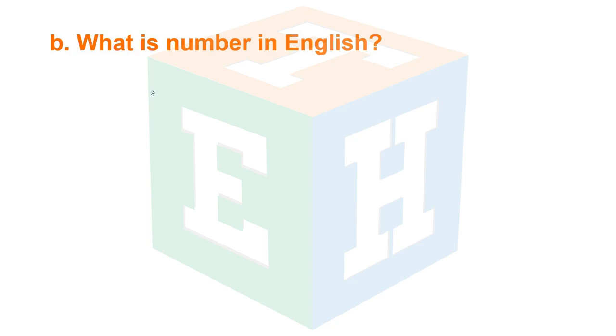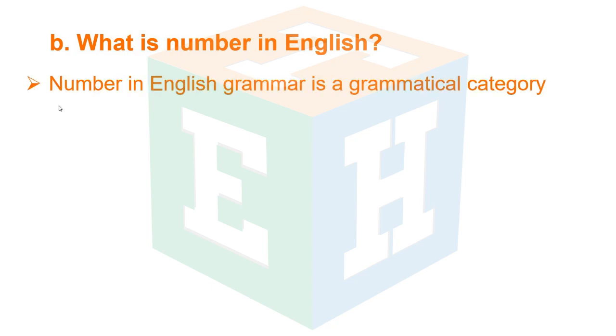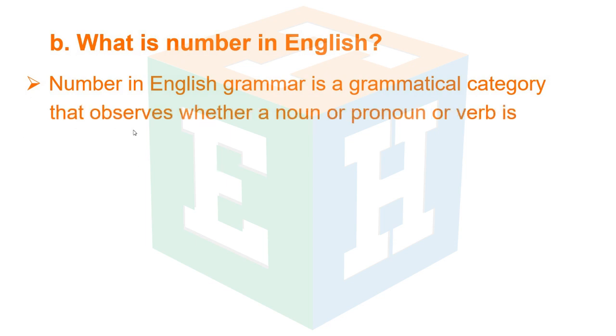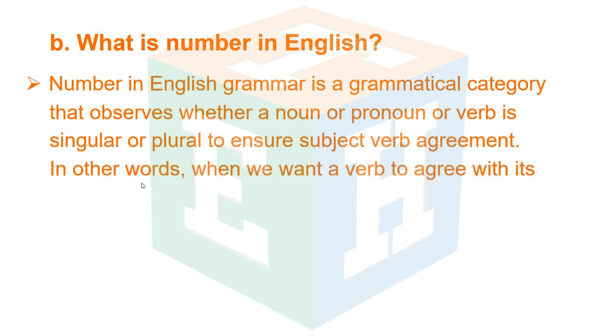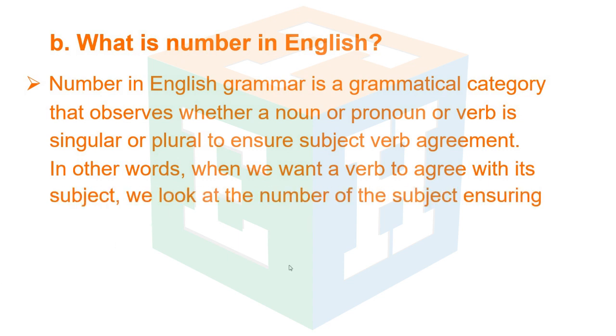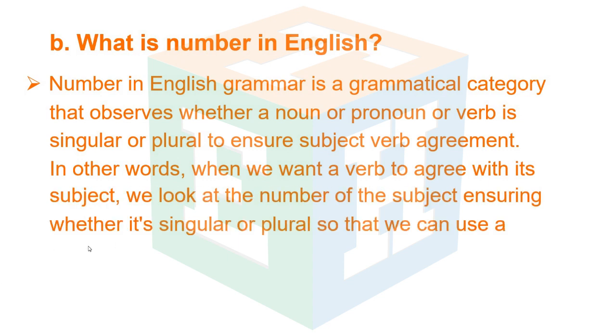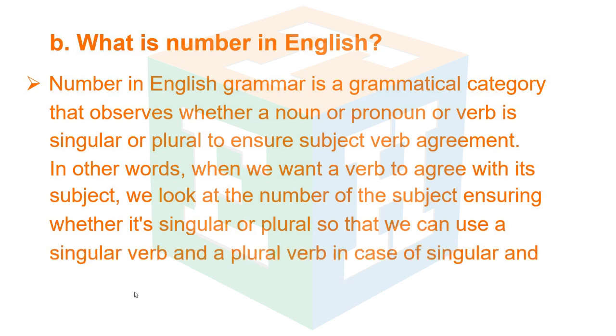B, what is number in English? Number in English grammar is a grammatical category that observes whether a noun or pronoun or verb is singular or plural to ensure subject-verb agreement. In other words, when we want a verb to agree with its subject, we look at the number of the subject, ensuring whether it's singular or plural, so that we can use a singular verb and a plural verb in case of singular and plural subjects, respectively.